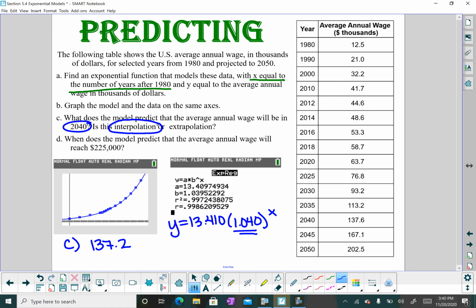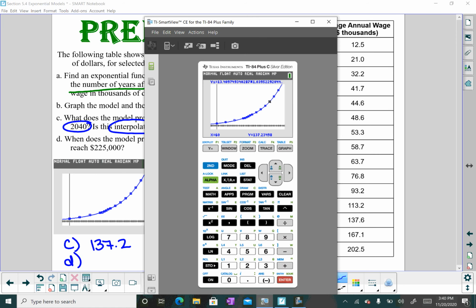Last question, when did the model predict that the average wage would be $225,000? So the difference here is that 225 is not an input, it's an output, it's a Y. So you can do a couple of things here. You can either look at your table of values, you can find an intersection. Sometimes the table of values is just as easy to look at.